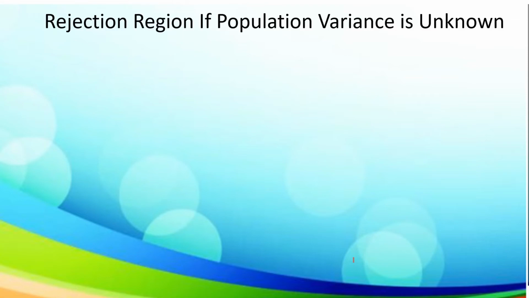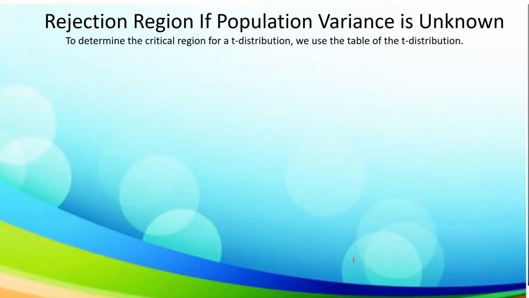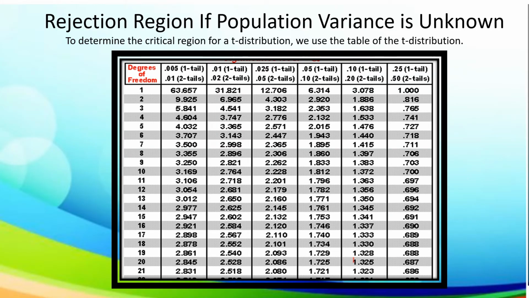Moving on to our next topic, all about the rejection region if the population variance is unknown. To determine the critical region for a t-distribution, we use the t-table. Assume that we use this t-table with 20 as our degrees of freedom. If the level of significance alpha is 0.10, then for a one-tailed test, the t-value could be negative 1.325 or positive 1.325. For two-tailed tests, we use alpha over 2, which is 0.05, and then our t would be negative or positive 1.725.